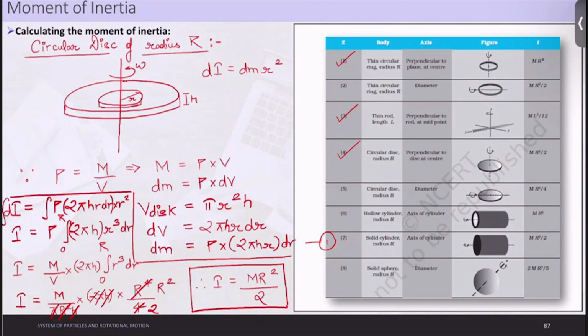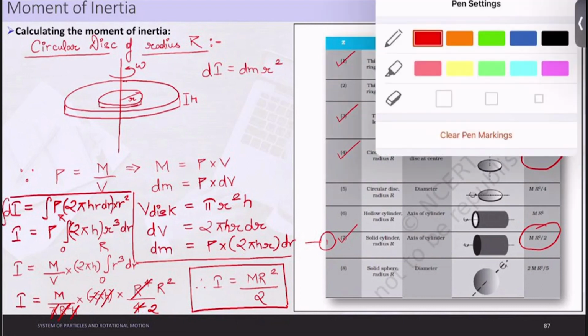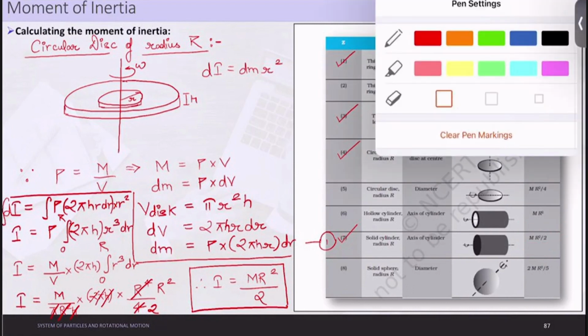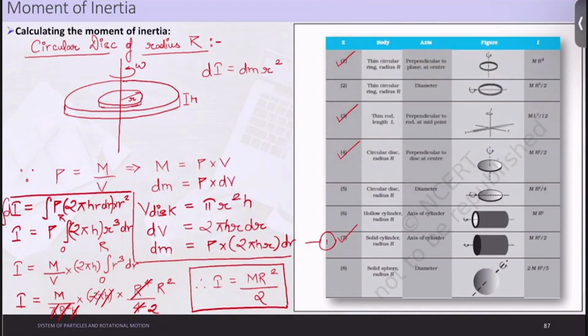That means what we can also say, that for a solid cylinder also the same derivation can be used. Only this time the value of h will be very high as compared to circular disk. That's why you can see clearly that the moment of inertia of a circular disk and the moment of inertia of a solid cylinder are same. Okay, so I hope this concept is clear to you. That's why I was also saying that there is no need to do the complete derivation again, because the same derivation can be applied for solid cylinder also.